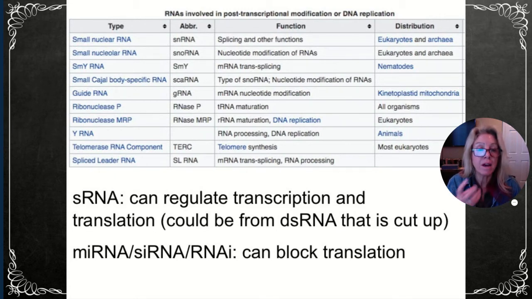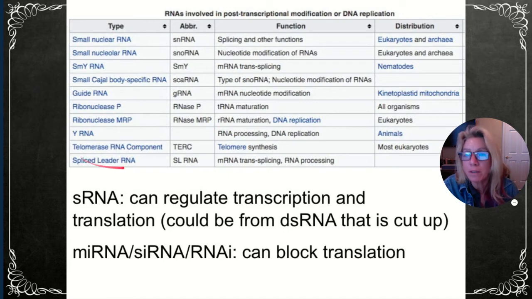It could originate from double-stranded DNA, which we've talked about before. So transcribed RNA loops can become double-stranded RNA. The double-stranded RNA is cut up to form small RNAs. What will those small RNAs do? They can regulate, that's the word you need to put in there, both transcription and translation. And they are also a source of microRNAs.